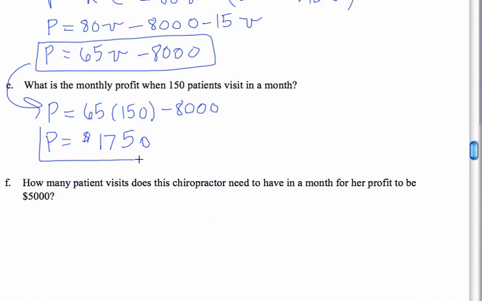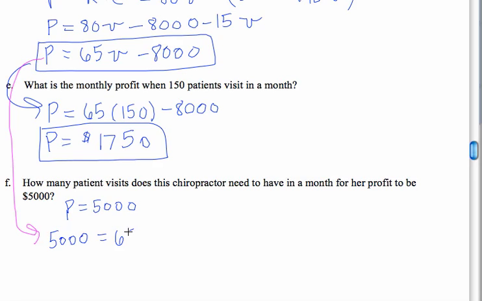How many patient visits does this chiropractor need to have in a month for her profit to be $5,000? Yeah, that sounds like a little bit of a low profit to me. So if you want your profit to be 5,000, we're going to plug in 5,000 for P in the profit equation, which is right there. So plugging in 5,000 for P gives me 65V minus 8,000. We are trying to solve for that V.